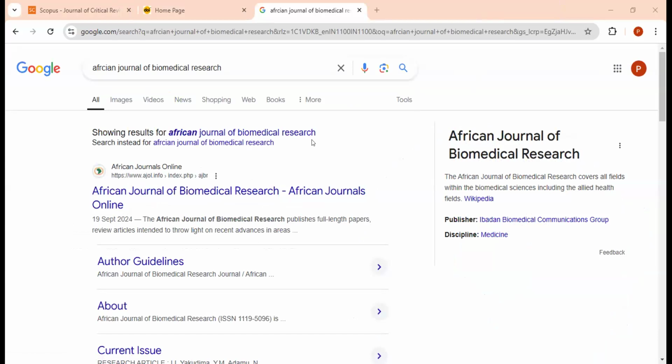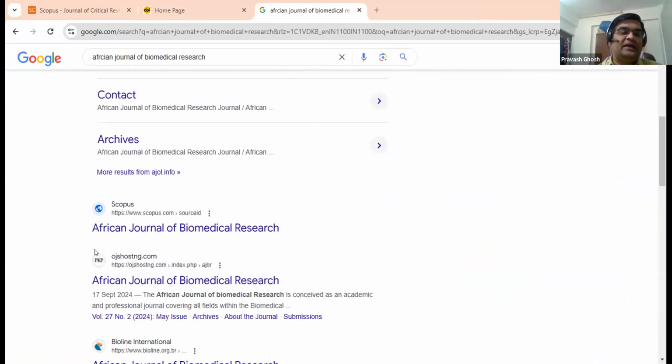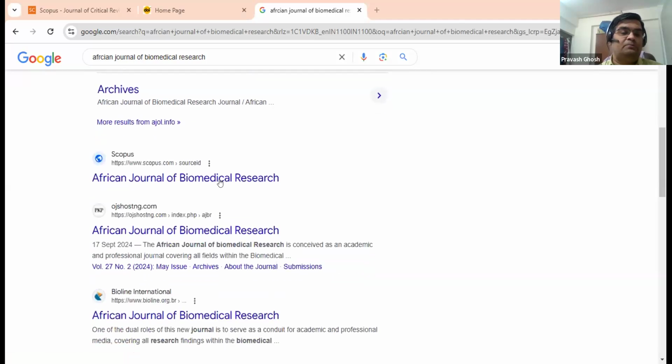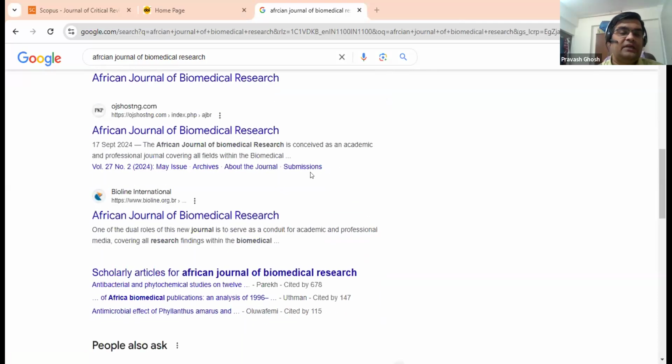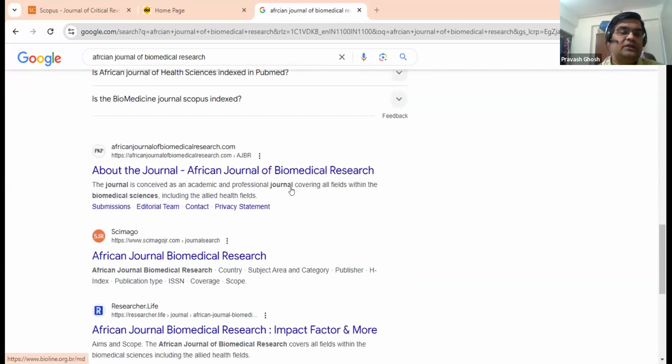Predatory ones will come on top, I am telling you, 100%. If it comes first, that is also a sign that this is predatory. Another will come, African, same. African Journal of Biomedical Research, but it is showing Scopus. Let us check one by one. This is in BioLine International. I think they are telling Scopus.